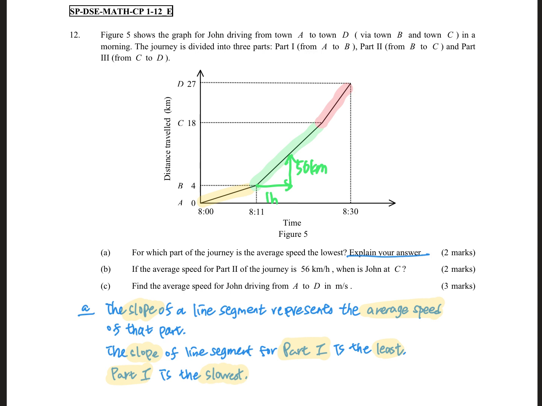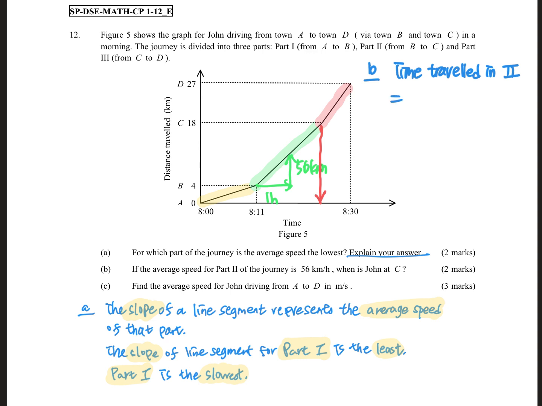Right, when is John at C? Then that means we want to find this part. What will be this time? So we need to find the time traveled for part 2.